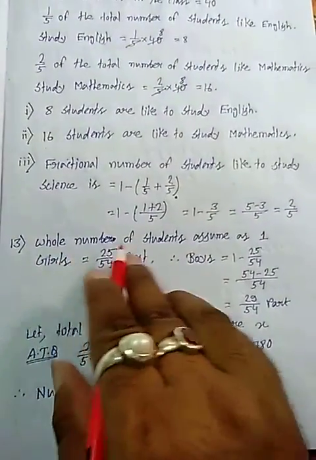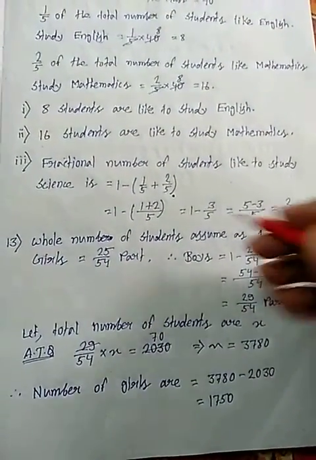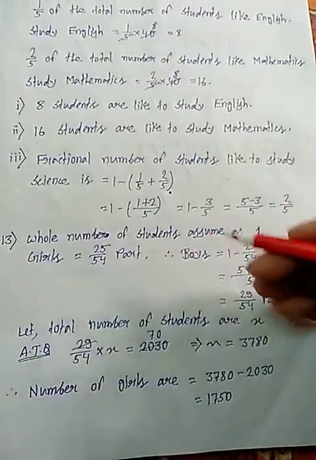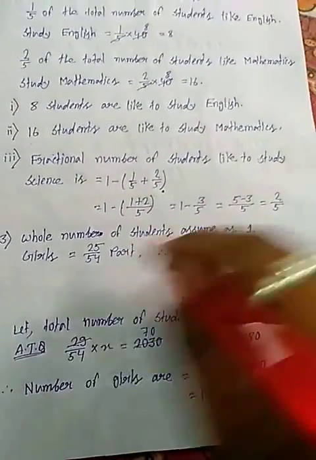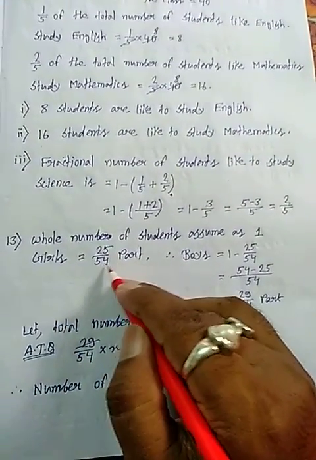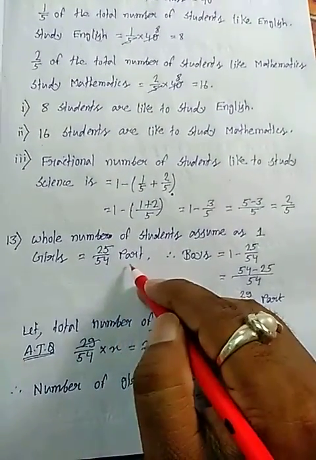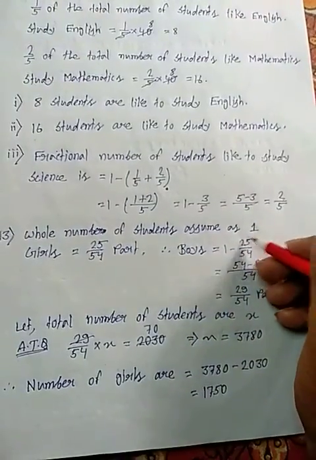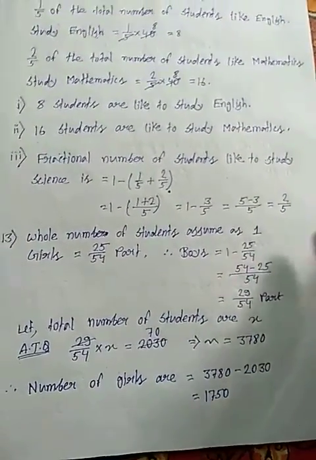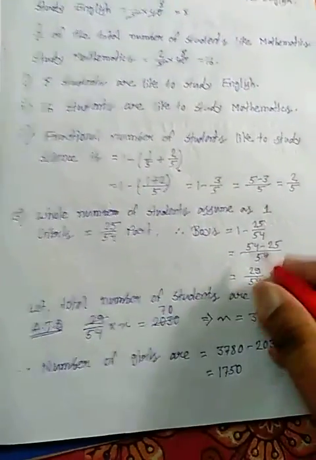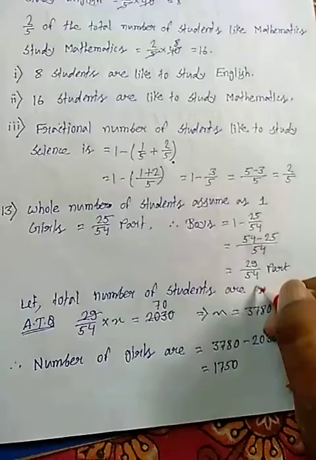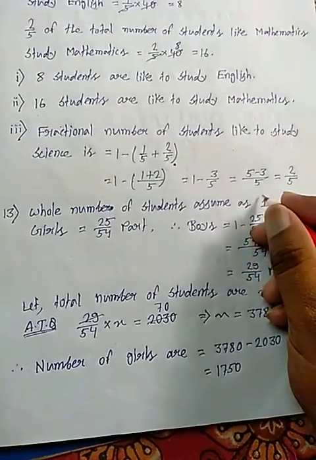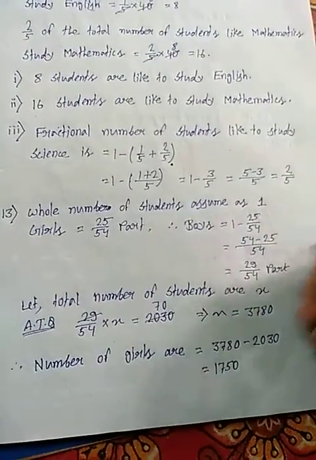So in a fractional number, the whole number is always taken as 1. Clear? Here students are given, that means the whole or total number of students is assumed as 1. Clear? Girls are given as 25/54 part. That means boys are 1 minus this. This will be the boys part. And let us assume that the total number of students be x. This is in numbers. In a number, the total number of students is x, and in a fraction, the total number of students is taken as 1. Clear? These two are different.